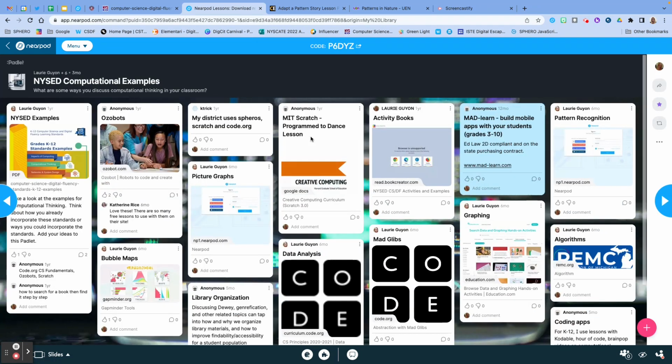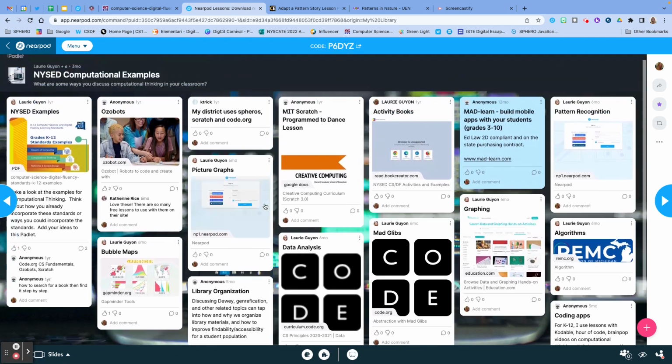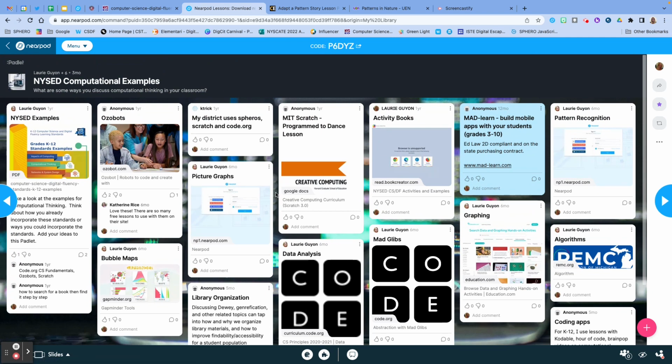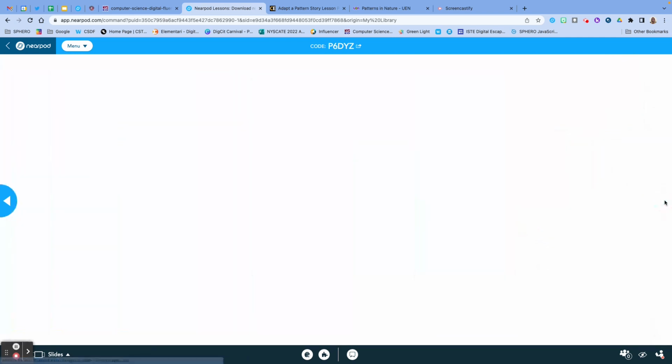You also will have access to this Padlet that is built right within the slide deck. It just has some ideas that people have shared on ways that they can use computational thinking. This Padlet will also be available in your Canvas course.